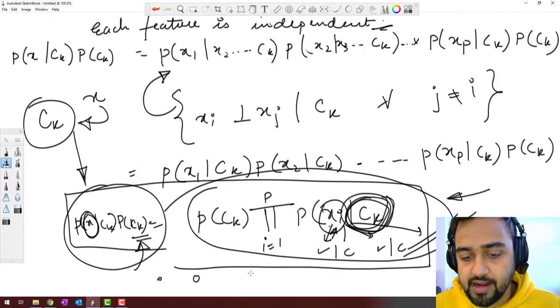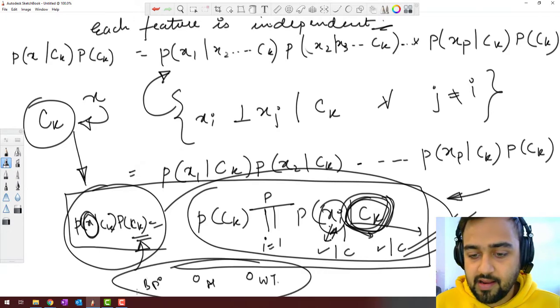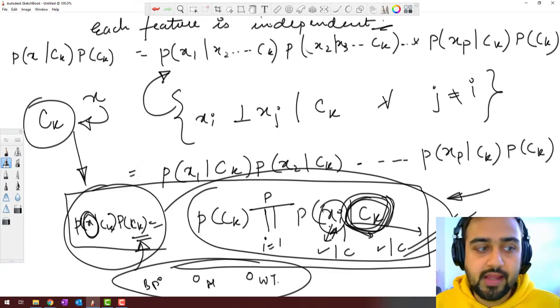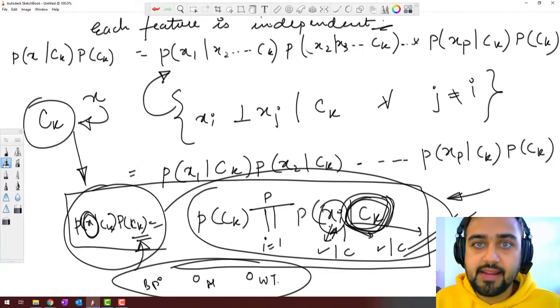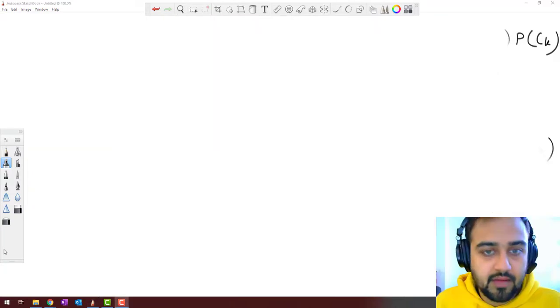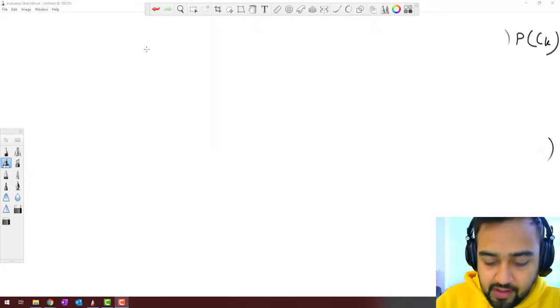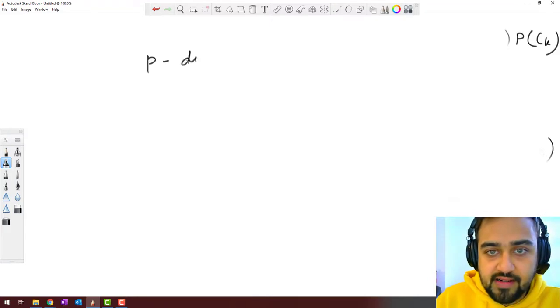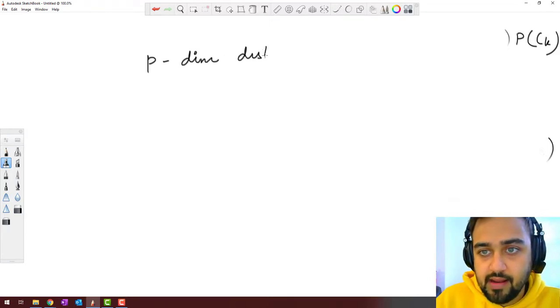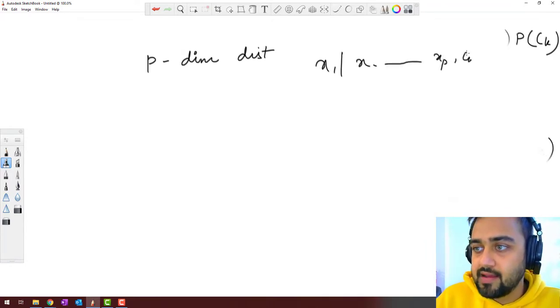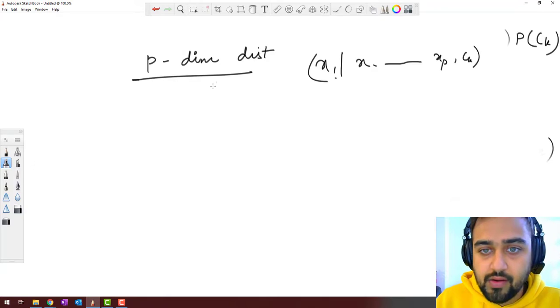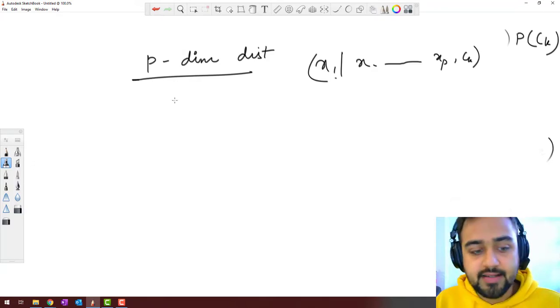Where your blood pressure, your height and your weight are independent of each other, right? So these features can be taken as independent and individually can be used to predict the respective class for the data point. So initially we were doing a p-dimensional distribution, right? Because we were taking x1 given x2 till xp and ck.